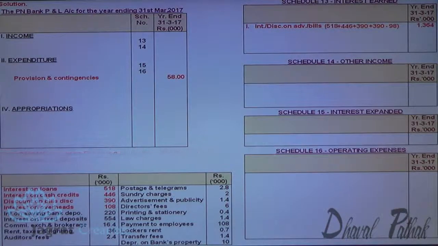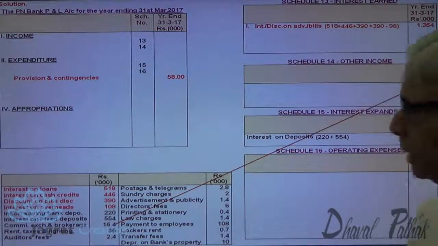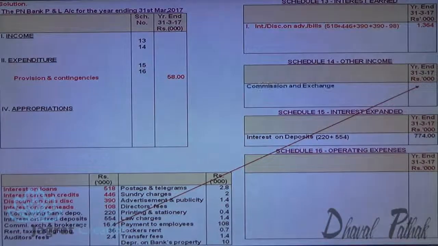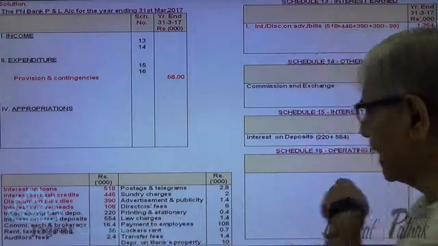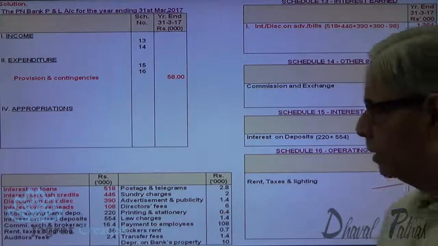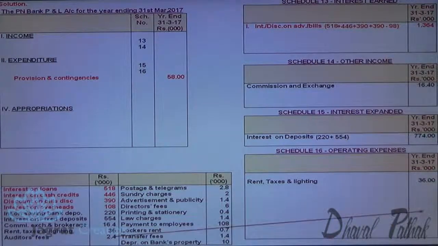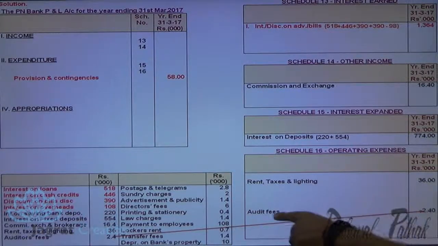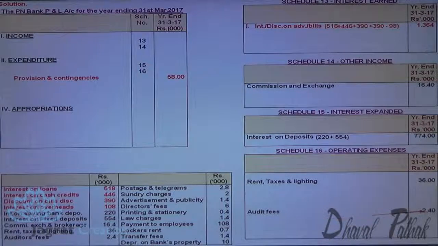Now, remaining details. Interest on savings deposits, interest expended, plus interest paid on fixed deposits. So, this is the interest on deposits paid. Commission and exchange will go to other income. Rent, rates and taxes, second title of operating expenses. Then audit fees are recorded here. Director fees will be recorded above it. Postage and telegram in the last titles. Sundry charges is the last title.